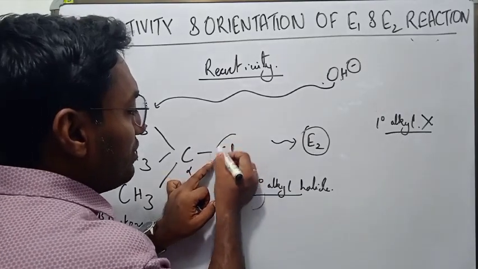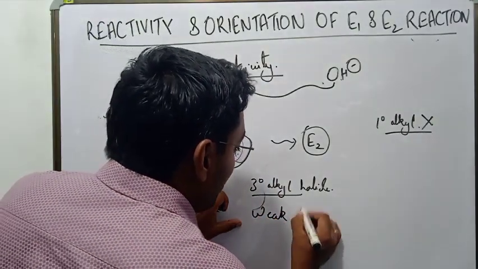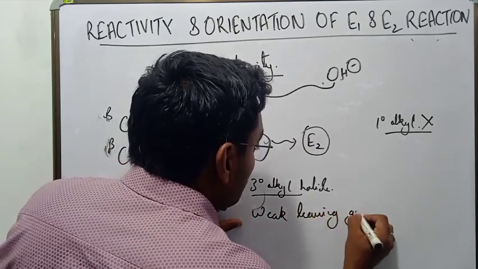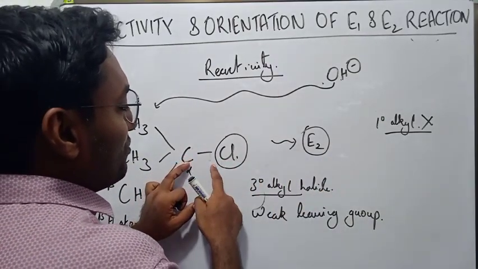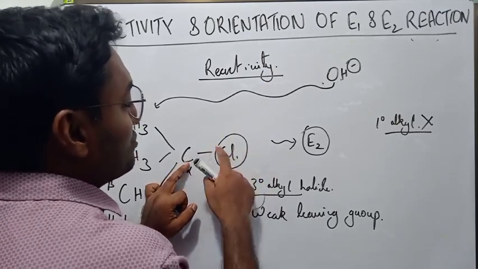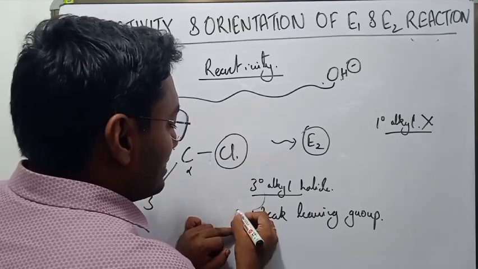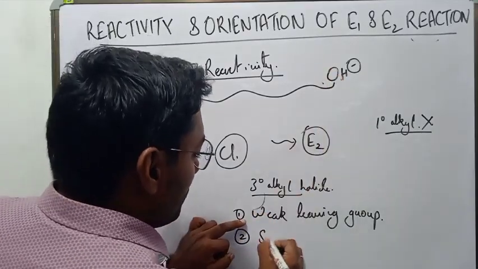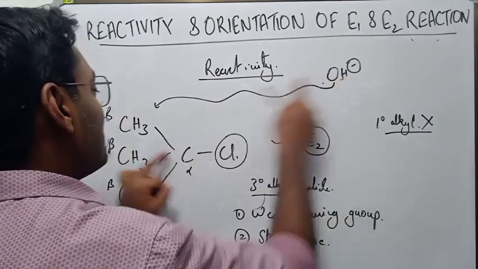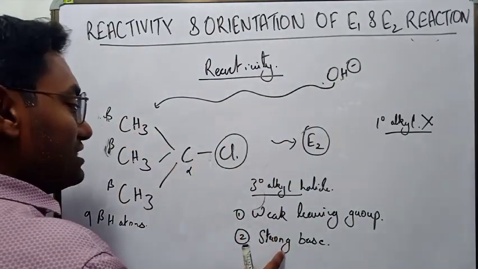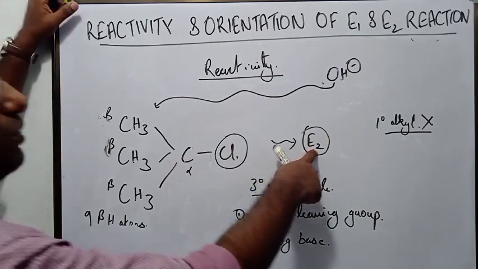Condition number 1 is the leaving group. It should be weak. Why weak leaving group? Because if it is a strong leaving group, a carbocation will be formed and it will go for E1 reaction. So the leaving group should not go very fast. It should go only after the base has attacked. So it should be weak. And the second condition is the base should be strong, so that before the leaving group leaves, the base abstracts a proton from the beta carbon atom. If these two conditions are satisfied, then tertiary alkyl halide would also go for E2 mechanism.